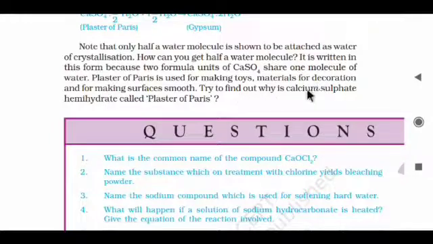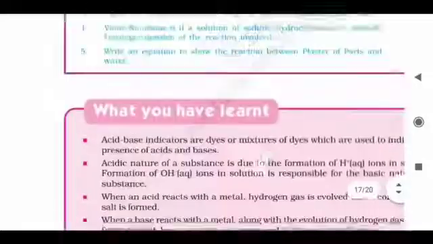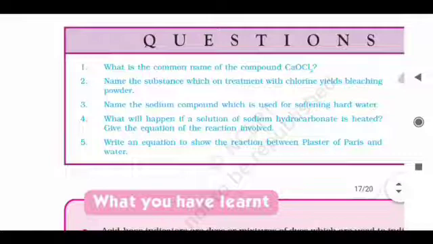Try to find out why calcium sulfate hemihydrate is called plaster of Paris. Here you have some questions to answer. Just do it as homework.